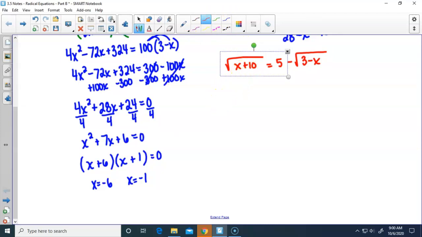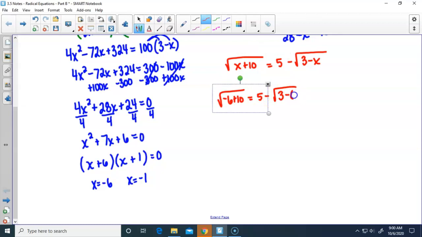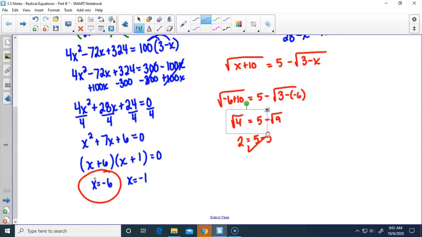So if I plug in negative 6, I get the square root of negative 6 plus 10 equals 5 minus the square root of 3 minus negative 6. And this is going to be the square root of 4 equals 5 minus the square root of 9. So we get 2 equals 5 minus 3. And of course, 2 does equal 5 minus 3. So negative 6 is one of my answers.